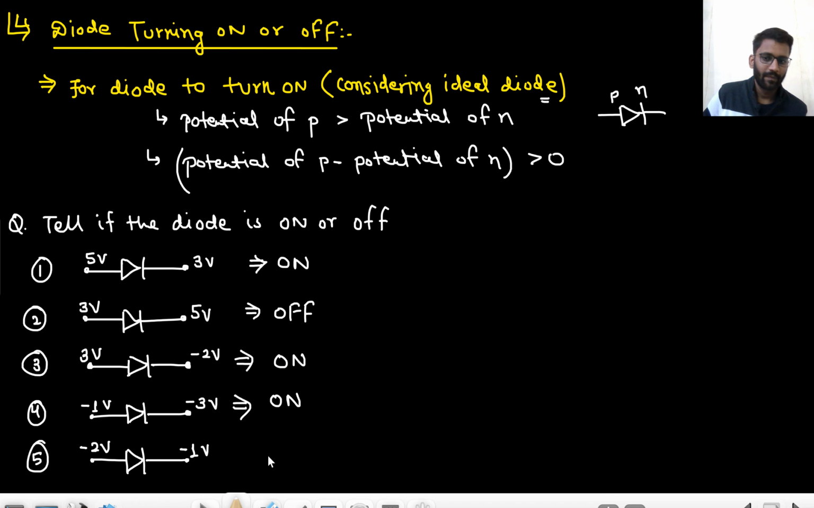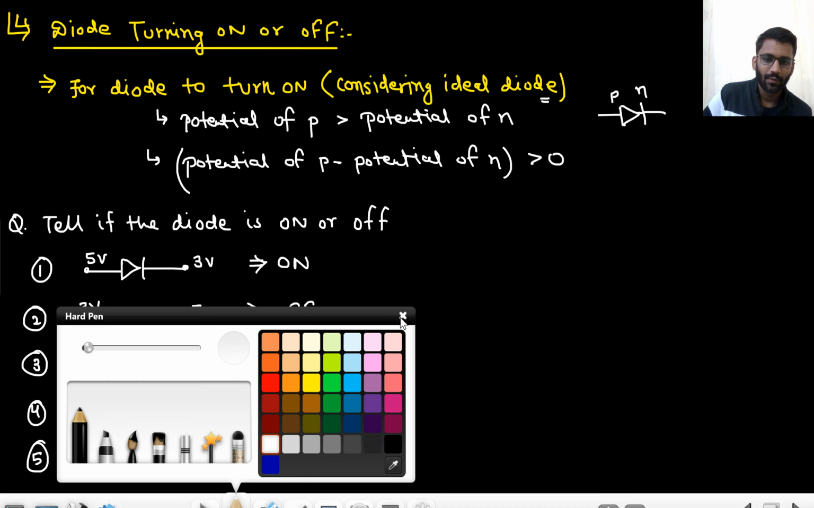Now tell about this one. Minus 2 is greater than minus 1? No. Minus 2 is less than minus 1. Or what you can do, you can just simply do this: minus 2, minus of minus 1. Subtract the N potential from P potential. Minus 2 is lesser, so it will be off.